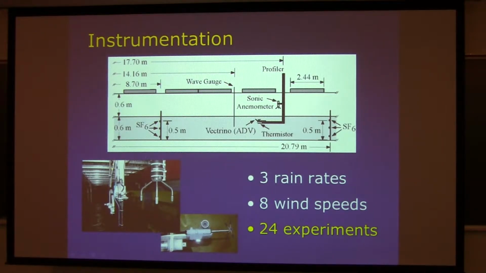And this is a picture of the sonic anemometer, which also gives you a nice view of the roof of the flume, which is now covered in needles. So with this setup, we had 3 rain rates, 8 wind speeds, for a total of 24 experimental conditions to cover a full range to get a really good idea of what the rain-wind interaction combination is.